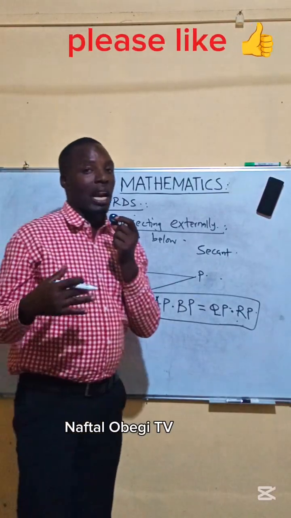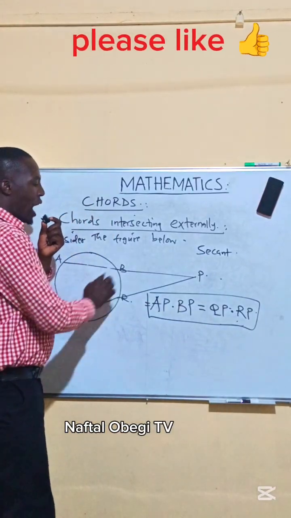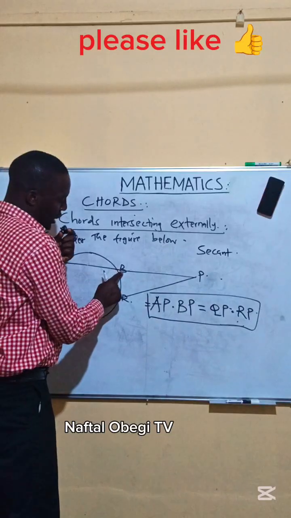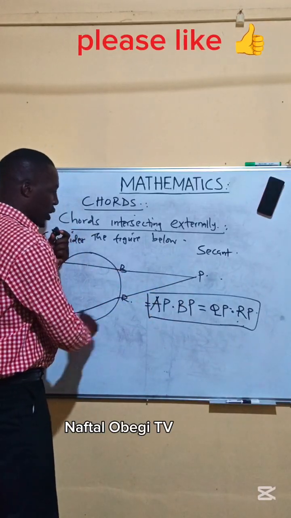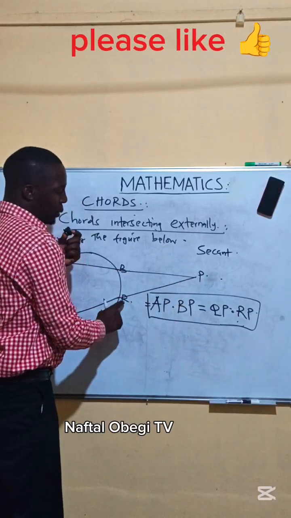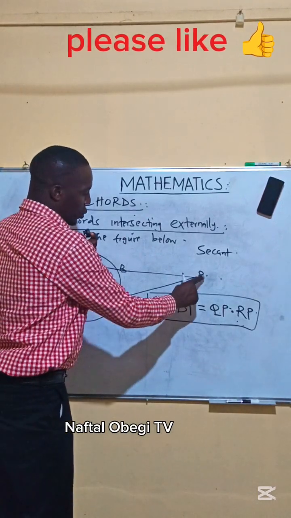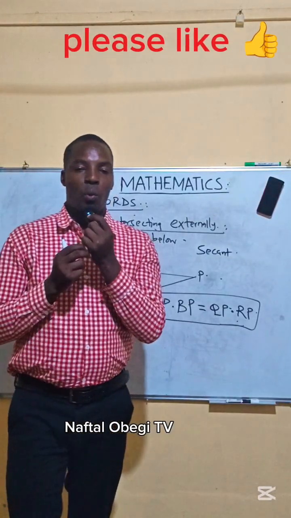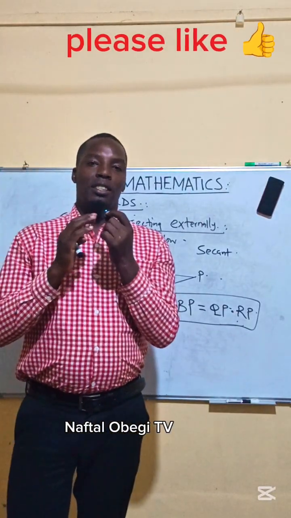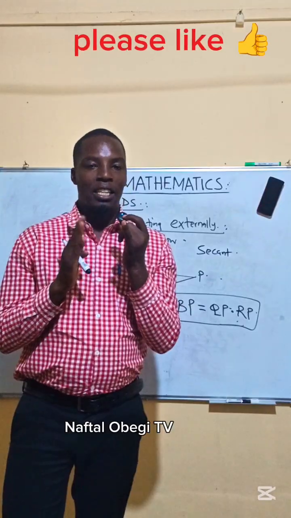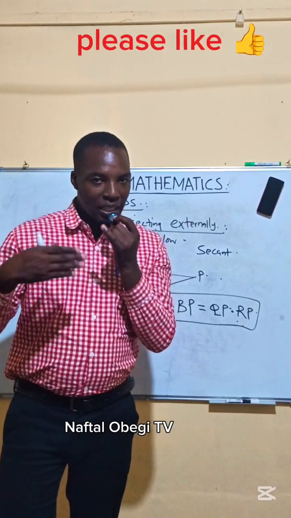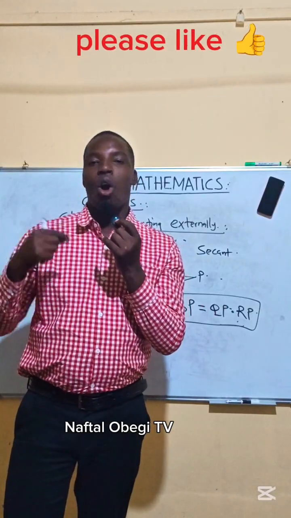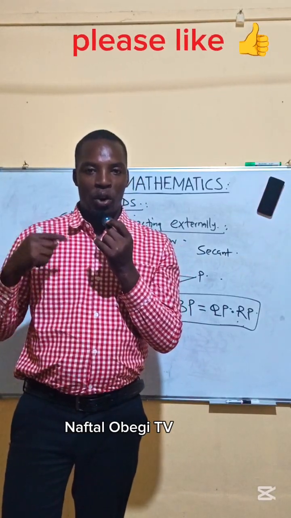So, I hope class, you have seen how I have multiplied. It is the total length AP multiplied by the length from B to P, then the total length QP multiplied by the length from R to P. This is the relationship that we use when chords are intersecting externally. On our next class, we are going to talk about intersecting chords. Which relationship are we going to use?